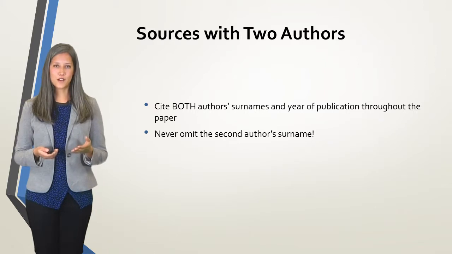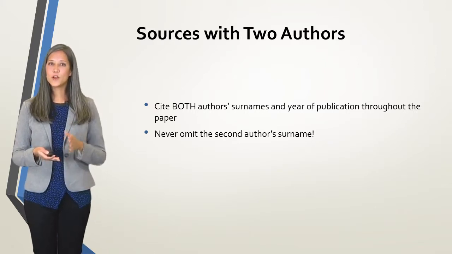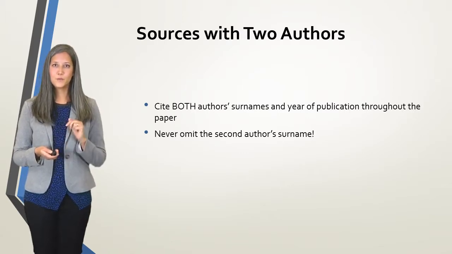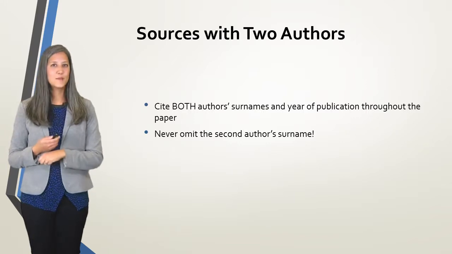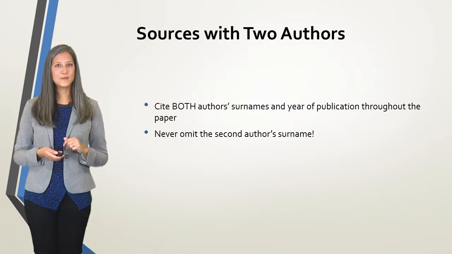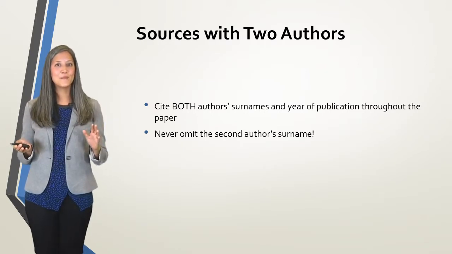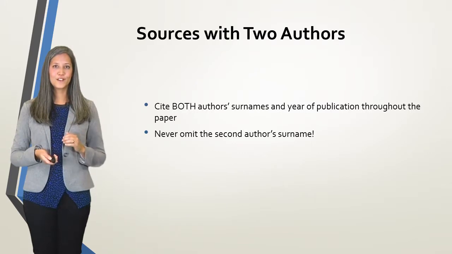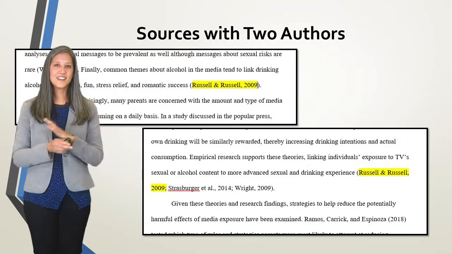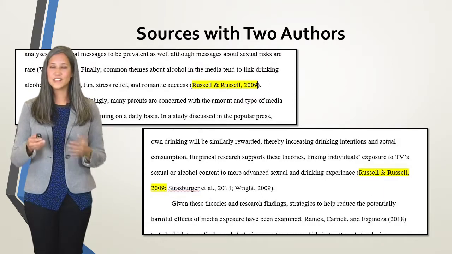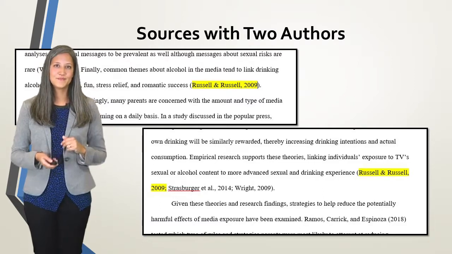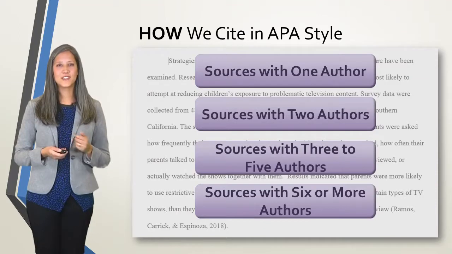When a source has two authors, whenever you cite the source in your paper, you always mention both authors' last names. Both names throughout the entire paper. Always. Both authors get credit for this study by name. It doesn't matter how many times I cite this article in my paper, I will always refer to its two authors: Russell and Russell, 2009. I can cite this source multiple times in different paragraphs, always calling it Russell and Russell, 2009. Click on the button below to see the different citation styles.